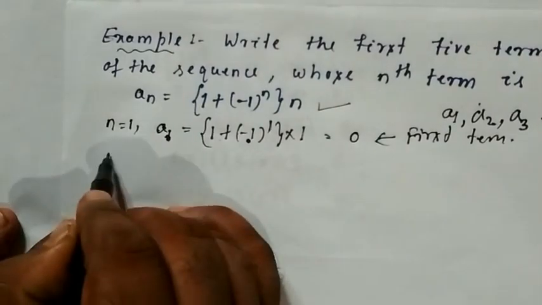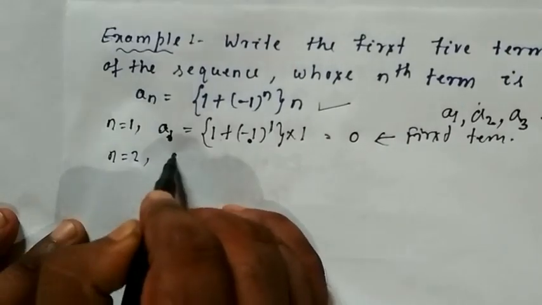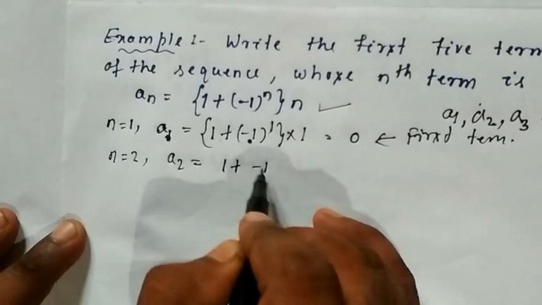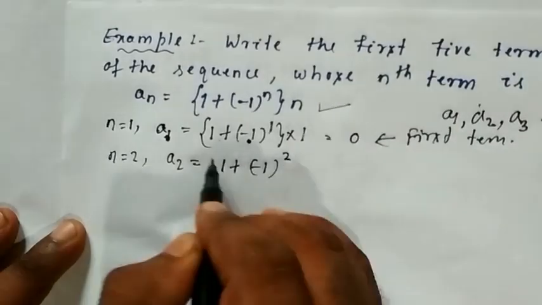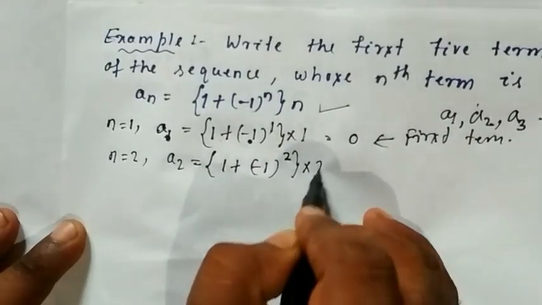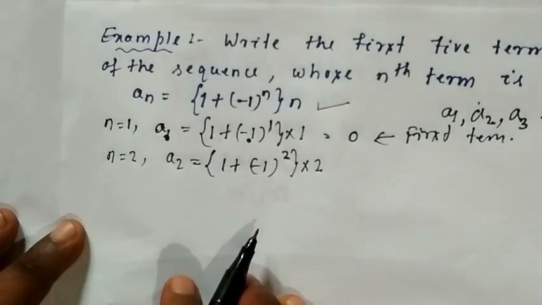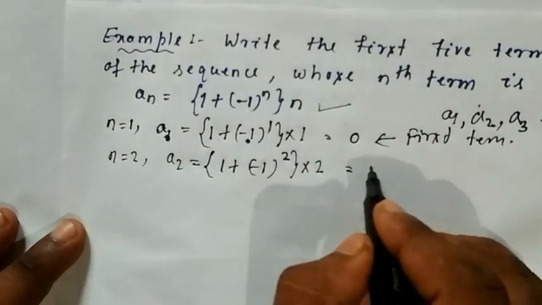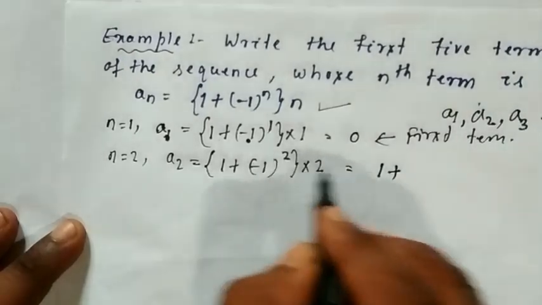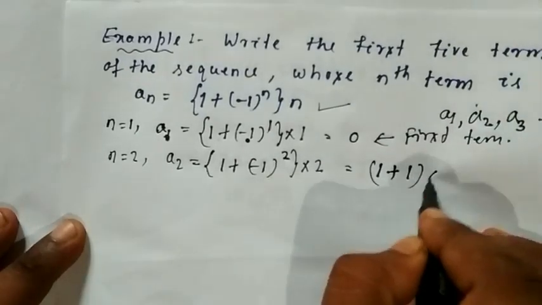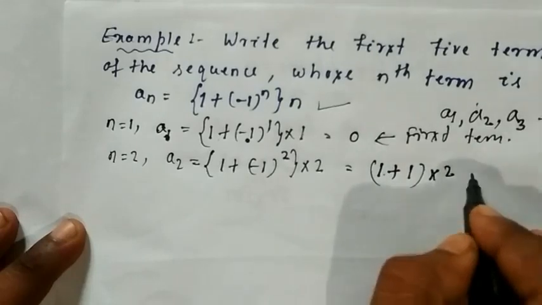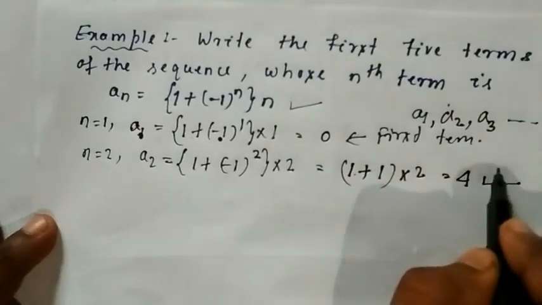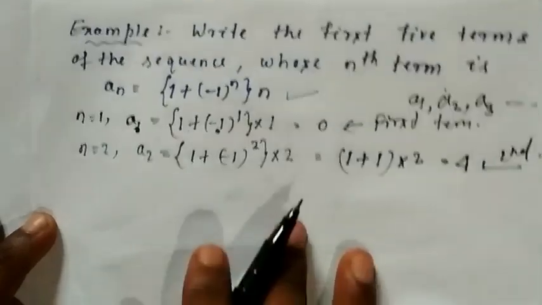Then find the second term. Take n equal to 2. Then a2 is equal to 1 + (-1)^2 times 2. What I did is, in place of n, I substituted 2. So you get 1 plus (minus 1 square is 1) times 2. So 1 plus 1 is 2, and 2 into 2 is 4. This is the second term.